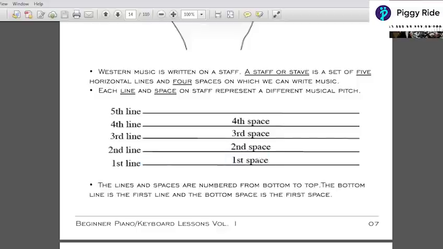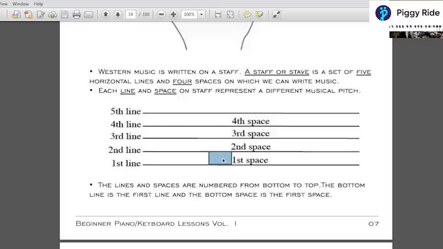And one thing I will share with you: staff or stave is the same thing, a set of five horizontal lines and four spaces. There are two names, staff or stave, but it is the same thing. You can see the lines: 1, 2, 3, 4, 5. What is the space? Space is a gap between two lines. This is the gap.